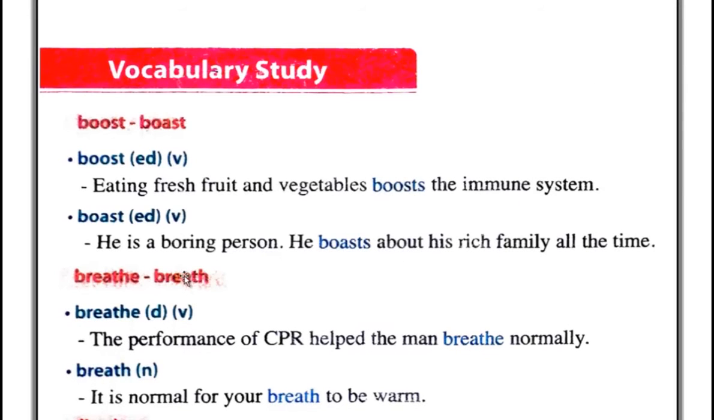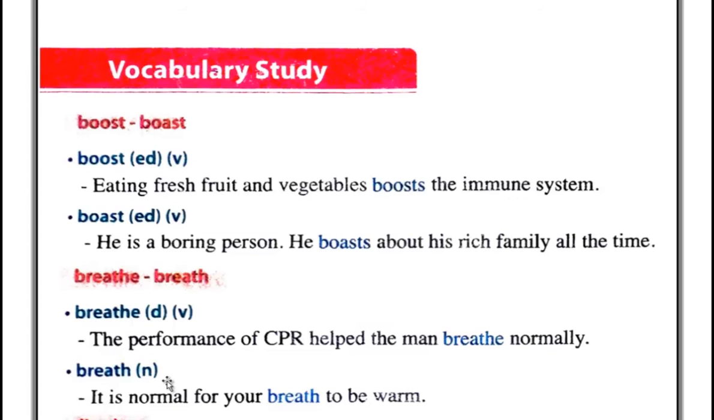Breathe and breath. Breathe is a verb, breath is a noun. As for breathe, the verb here means to take air into your lungs and send it out again, right? The performance of CPR helped the man breathe normally.